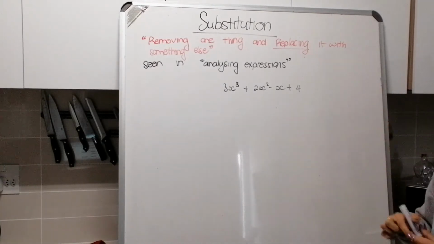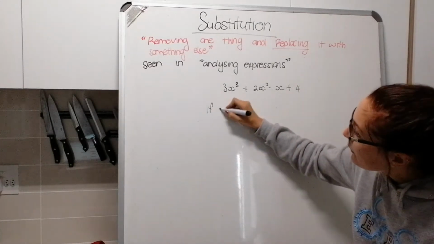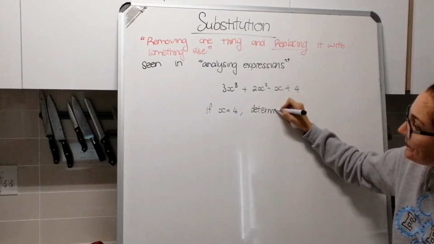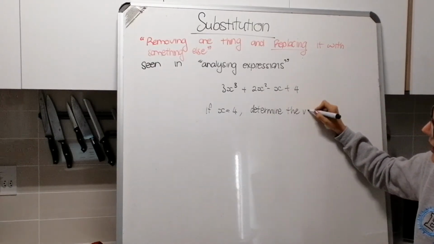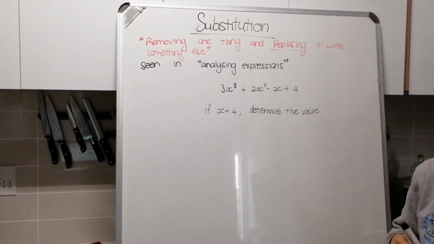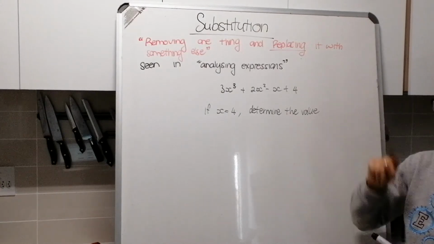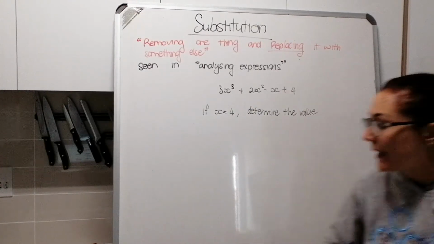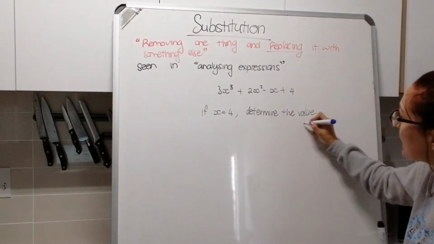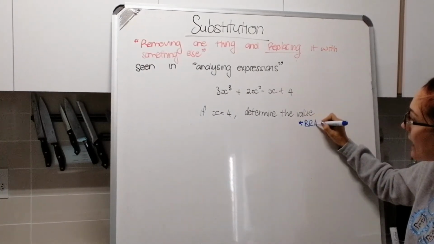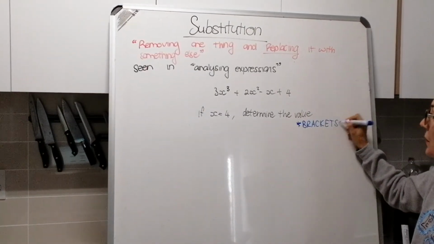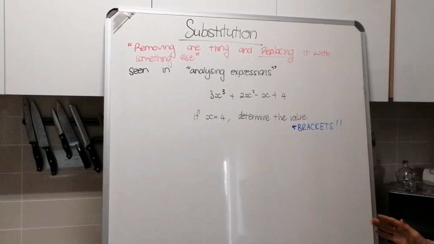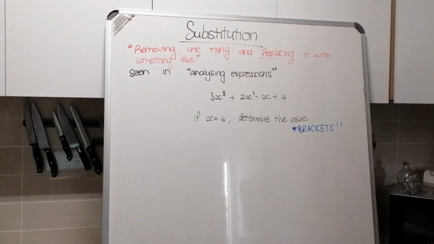And then usually the last question would be something like, if x equals 4, determine the value of the expression. Remember the way that we dealt with this was we substituted x for 4. They've told us that x is 4, so we're taking x out and we're putting 4 in its place. And very important here, we used brackets. Okay, guys, if you do not substitute in with brackets, I'm not even going to look at your answer. It's 0 immediately. No marks. If you don't use brackets, you don't get any marks.